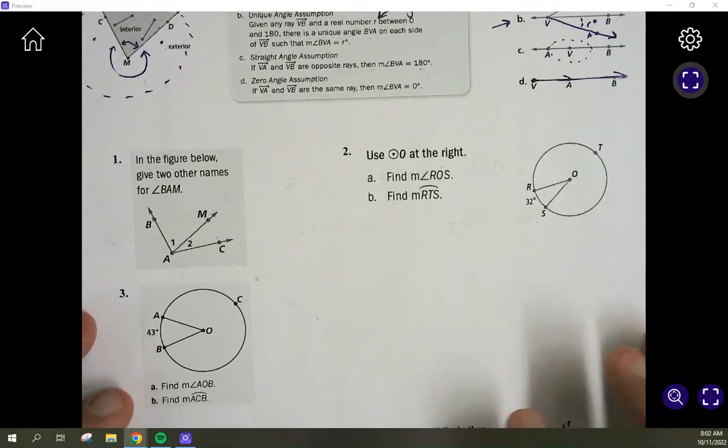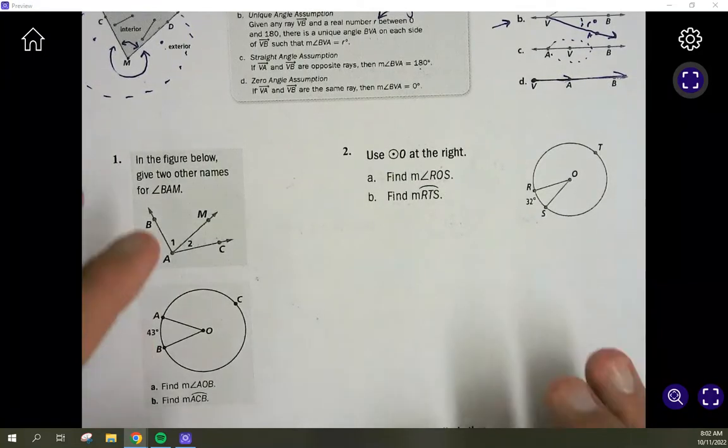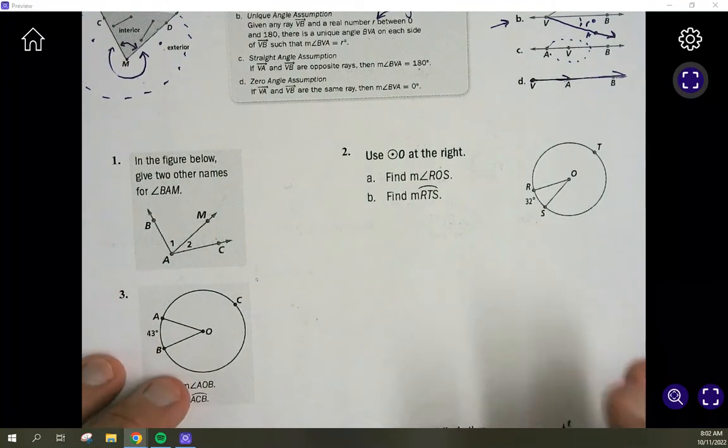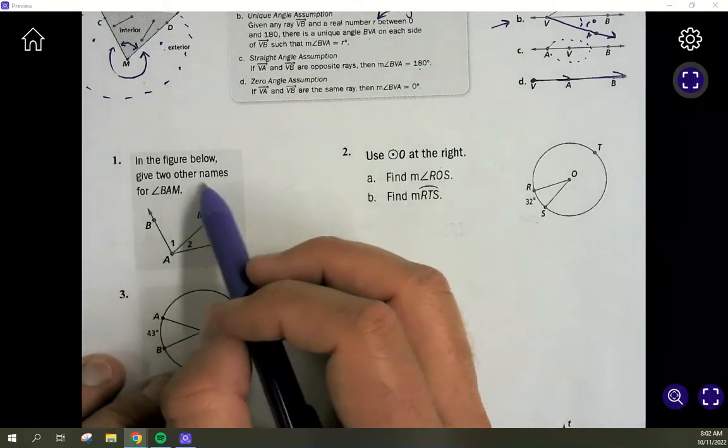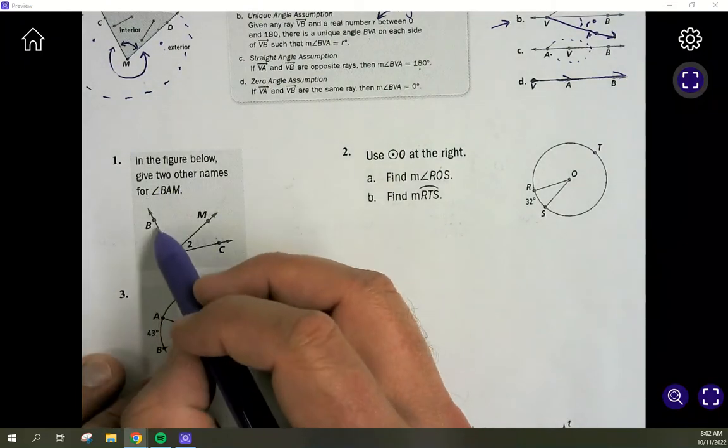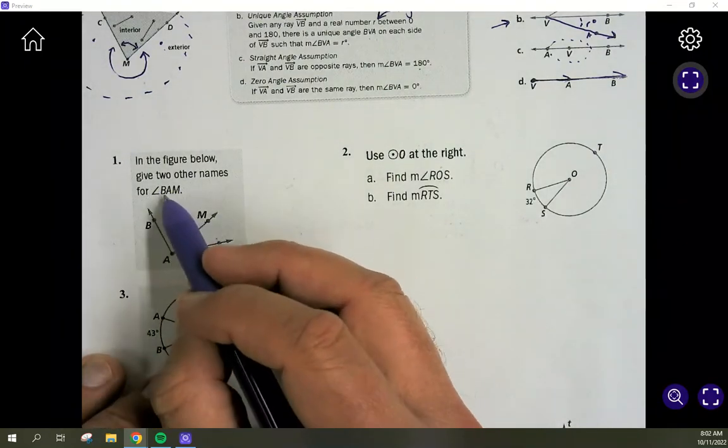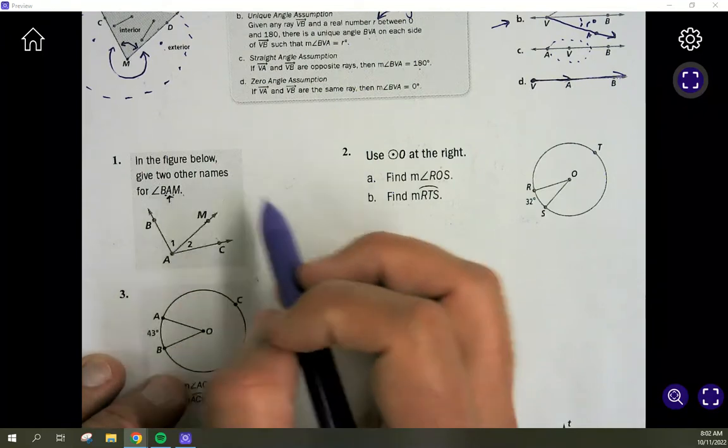Real quick, couple examples, pretty straightforward, nice and easy in this section. Number one, talk about naming angles. In the figure below, give two other names for angle BAM. So BAM. Follow the letters around. Remember, the middle letter is the vertex.